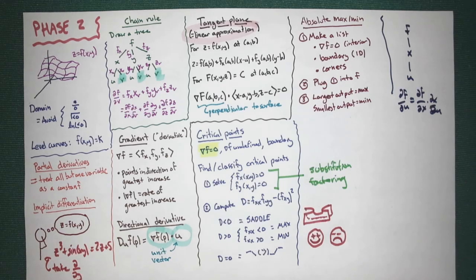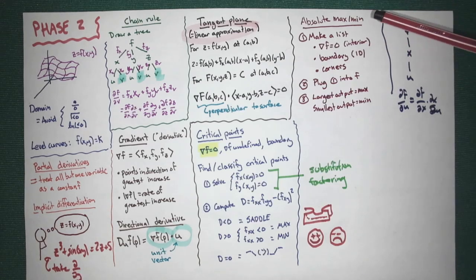And then I think the only other thing that I saw, make sure to know how to do absolute max or min. And that's your making a list, checking it twice, going to find out which points are nice. So, make a list. What you're doing is, when you're finding absolute max or min, it says, I know somewhere there's a max and there's a min.